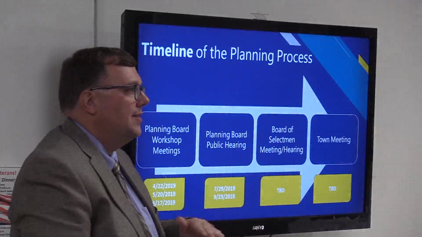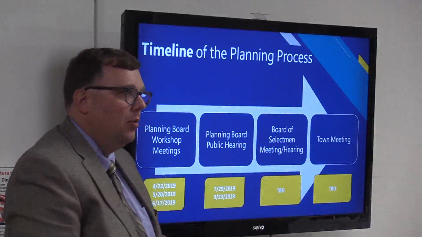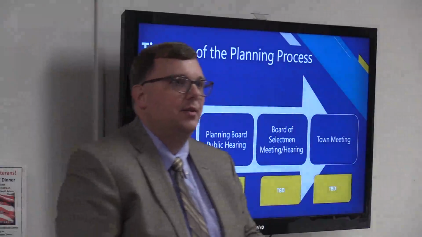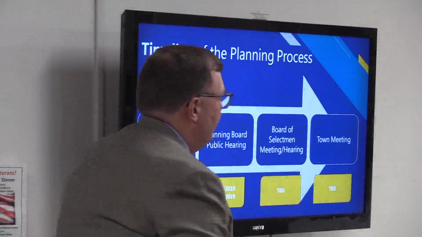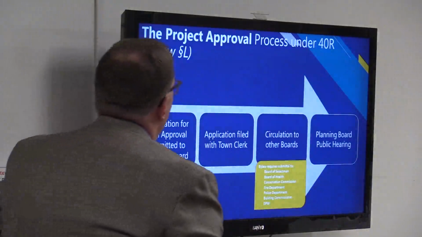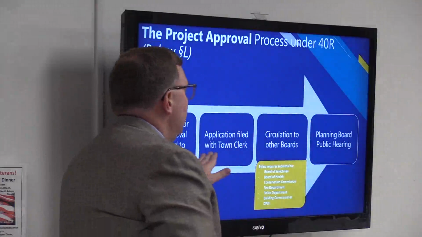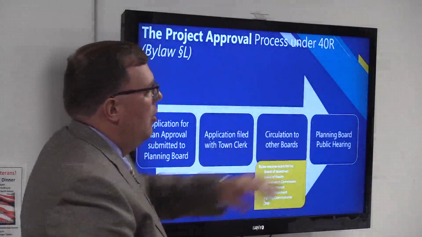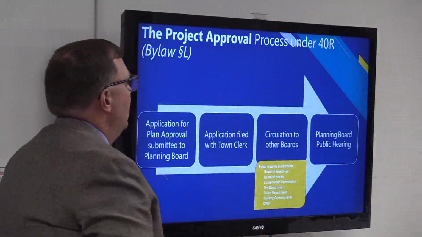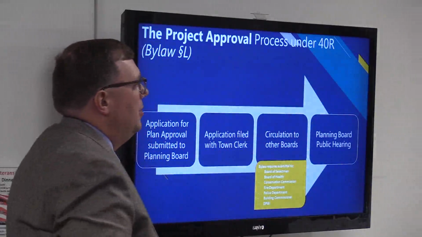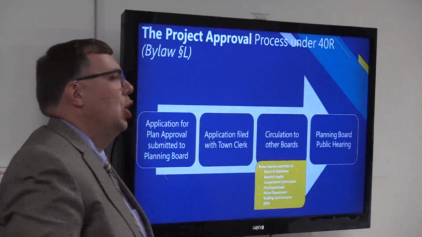We are a representative town meeting charter. That is how we were constructed. So town meeting finally votes on this. That's how the process will work. Project approval process under 40R. So what we want to talk about here is, let's say town meeting says 40R will go into place. Let's say we have a developer who says we want to build a 40R project. What's that going to look like?